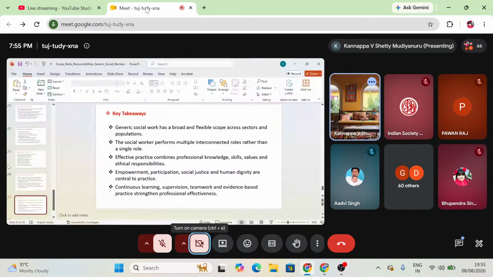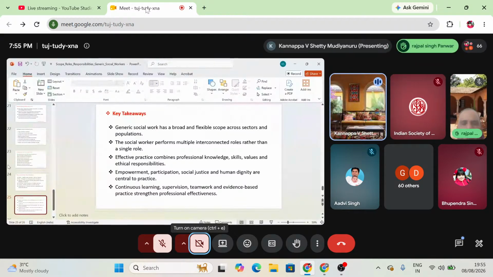And key takeaways: a generic social worker has a broad and flexible scope across sectors and populations. A social worker performs multiple interconnected roles rather than a single role. Effective practice combines professional knowledge, skills, values, and ethical responsibilities. Empowerment, participation, social justice, and human dignity are central to practice. Continuing learning, supervision, teamwork, and evidence-based practice strengthen professional effectiveness.